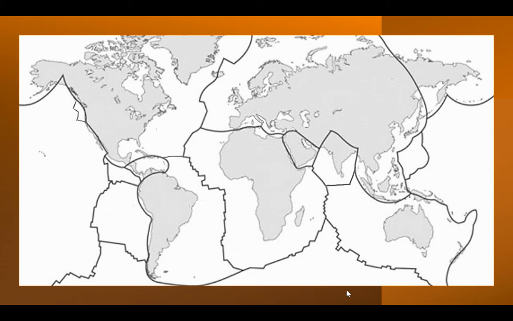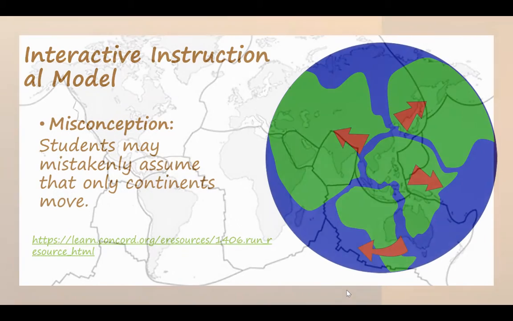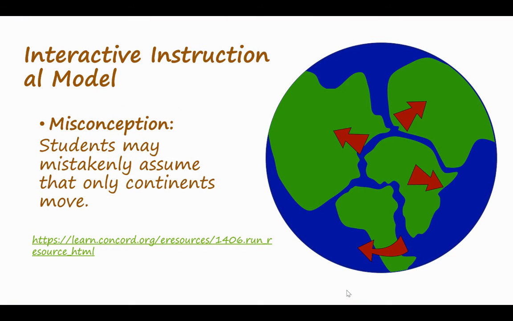This map and the boundary lines in the oceans and some on land would allow them to clear up that misconception that the continents are the tectonic plates. The next misconception that I would tackle would be students may mistakenly assume that only continents move. The model that I would use for this would be the interactive instructional model.